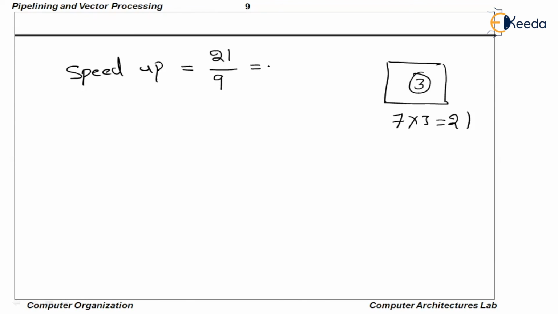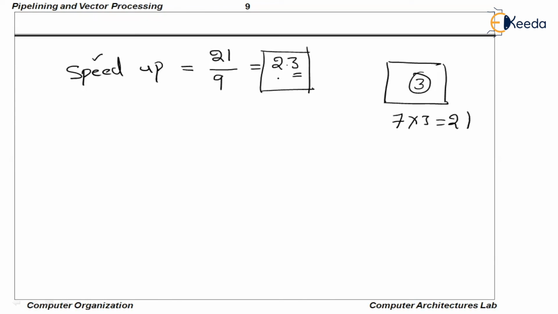So 21 by 9 is equal to, if I'm not wrong, 2.3 something. So we have speeded up our pipeline, rather the speed up of the computer system is more than double, right? So throughput is drastically increased, dramatically increased. So this is what we're going to observe in a pipeline system.